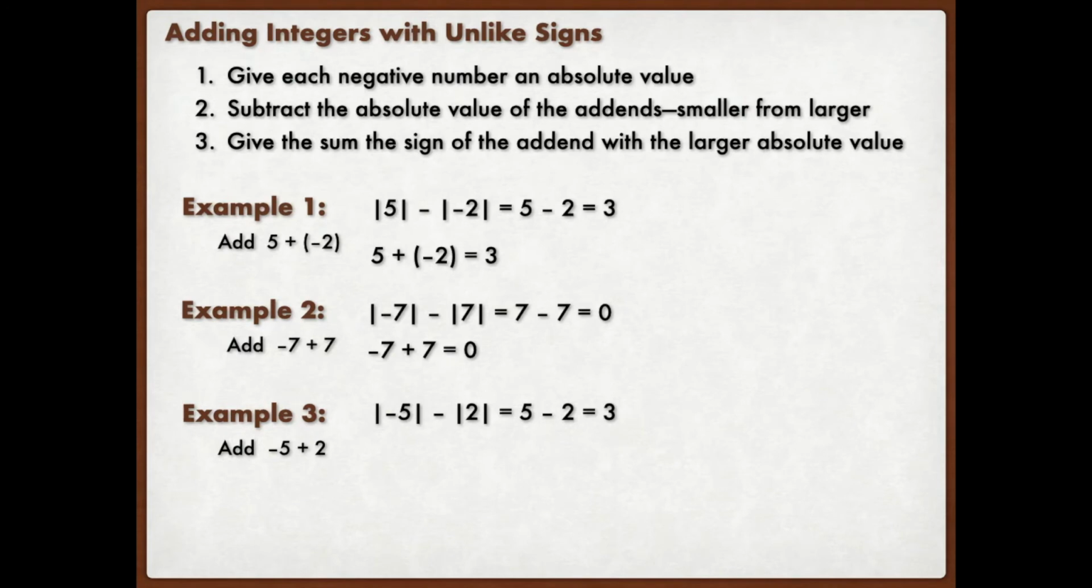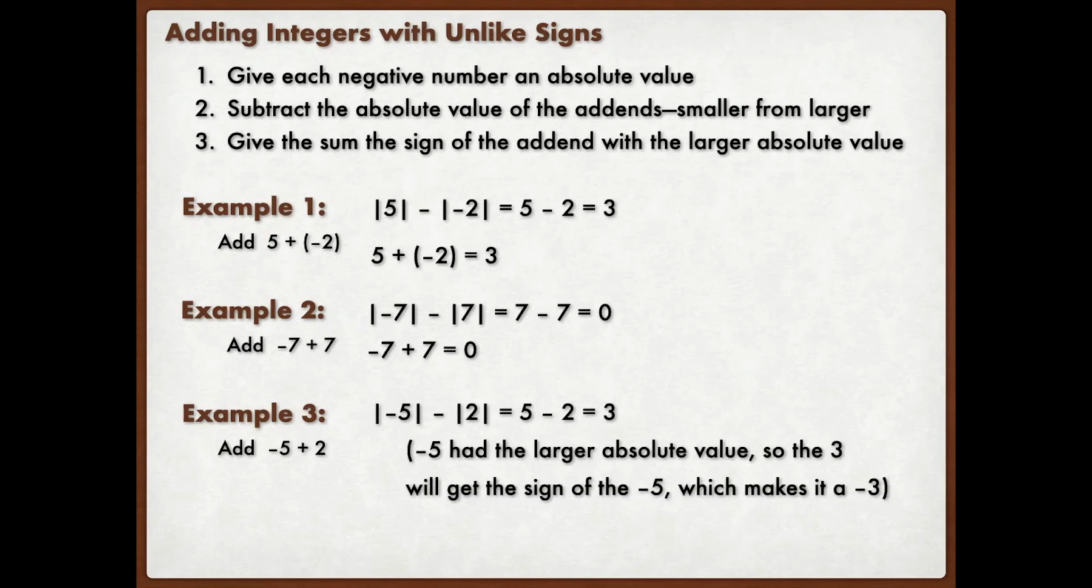Okay, let's add negative 5 plus 2. Let's put them both in absolute value. We know the negative 5 is the only one that will change, and that will turn into 5 minus 2. 5 minus 2 is going to be 3. Remember, I'm not done yet. Let's double check. Which one was the largest value? Negative 5, or in absolute value, it would be the 5, right? So the 5 is the larger value, and that came from the negative 5. So that will actually become not a 3, but a negative 3.